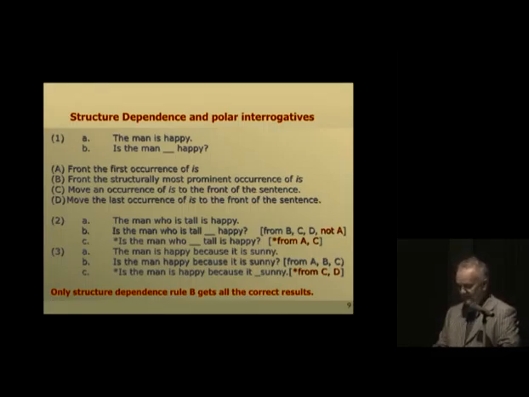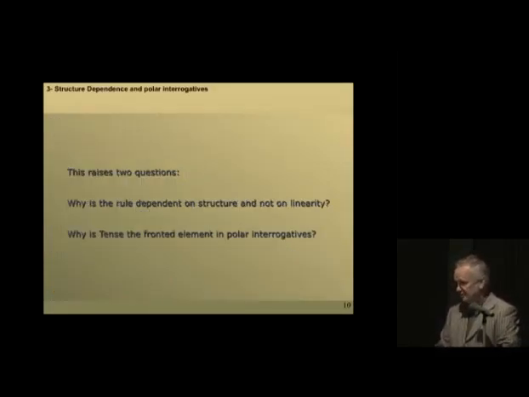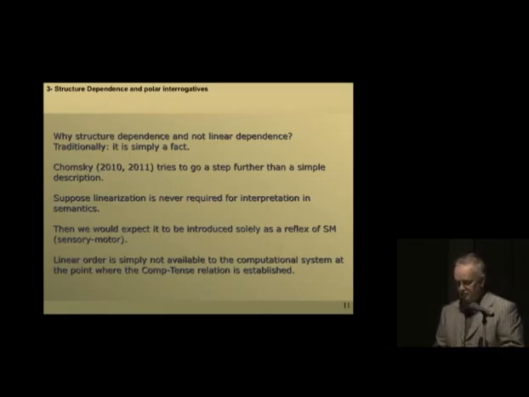Okay. Now, this raises two questions. I had written them initially, and removed them because it took a while, but they should have been raised immediately, I think. Why is the rule dependent on structure and not linearity? And why is tense the fronted element in polar interrogatives, not some other element? Okay. So let's look at the answers to these two questions.